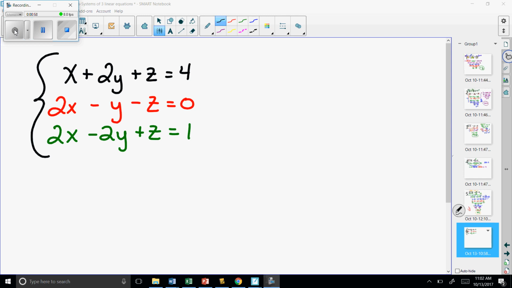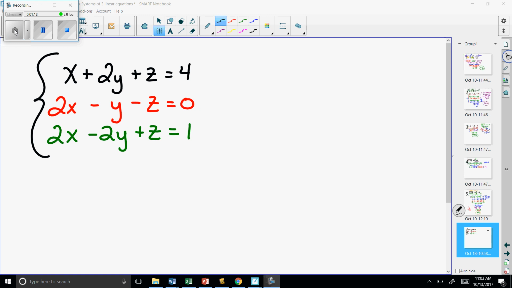So as we look at this, when you see a setup like this, what do you think of? Elimination or substitution. You're going to do the same thing, but when you eliminate or substitute, you're only working with one variable at a time.